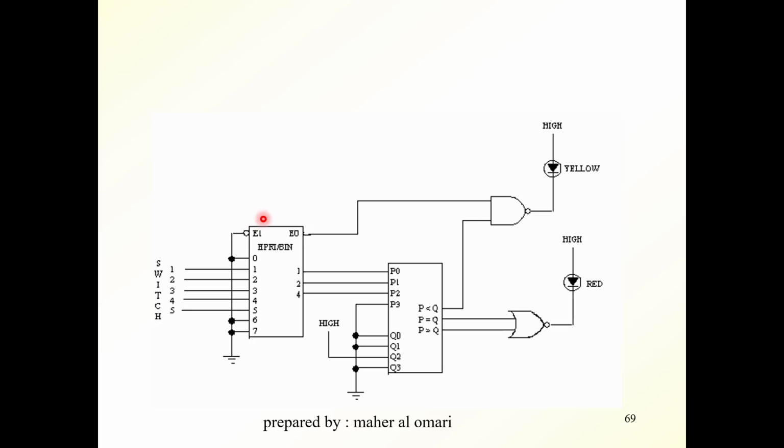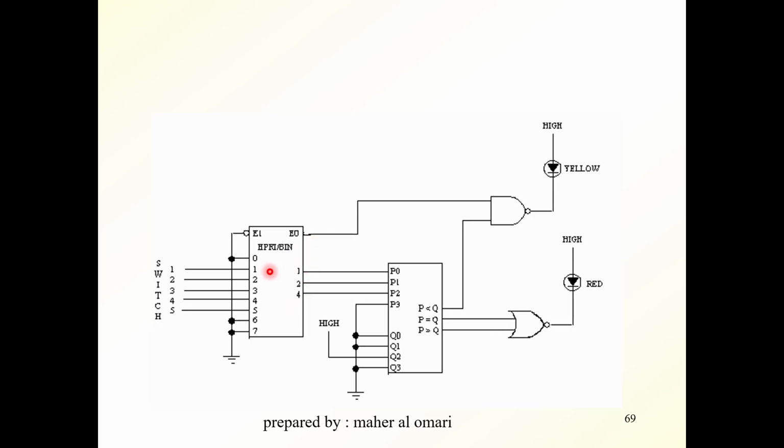This E1 here is the enable input. It has to be 0 here in order to have the chip working. E out here is the validity output. This is equal to 1 if any of the inputs is active. That means that the output is a valid output.